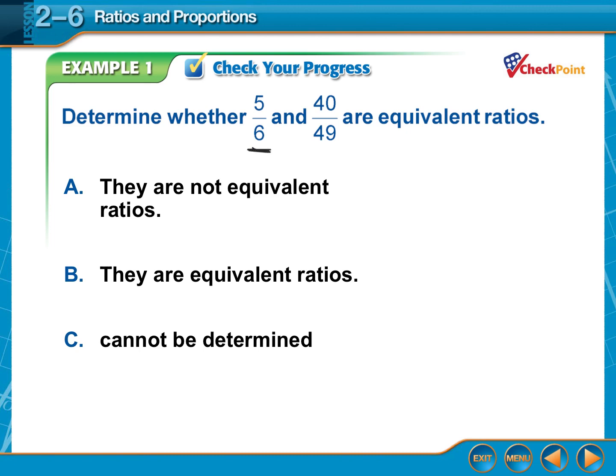All right, so here we need to reduce these fractions to see if they are the same. 5/6, can that be reduced? No. 40 out of 49, can that be reduced? Is there a number that goes into both 40 and 49? 7. Does 7 go into 40? Nope. So can this be reduced? No. So these are not equivalent ratios.